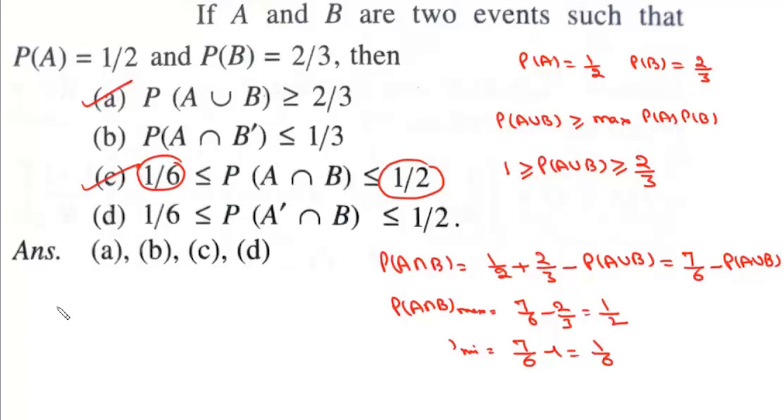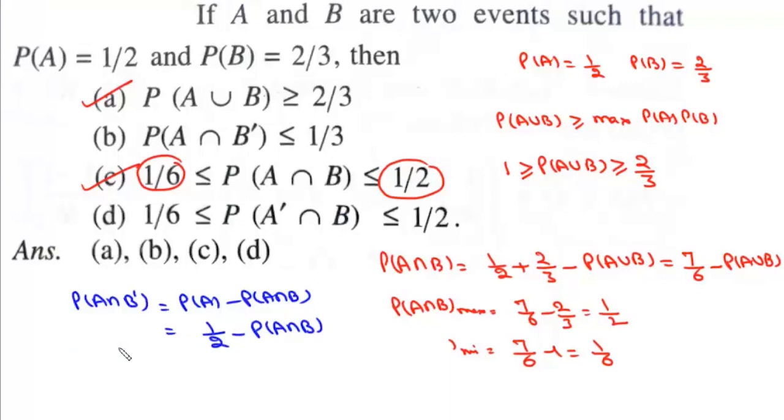Now we look at option B. This is the probability of A intersection B naught, and it is probability of A minus probability of A intersection B. Now probability of A is 1 by 2 minus probability of A intersection B. It will have its maximum value when A intersection B is minimum. Its minimum value is 1 by 6. So 1 by 2 minus 1 by 6, it will be 3 minus 1 by 6, so it will be simply 1 by 3. That means option B is also correct.